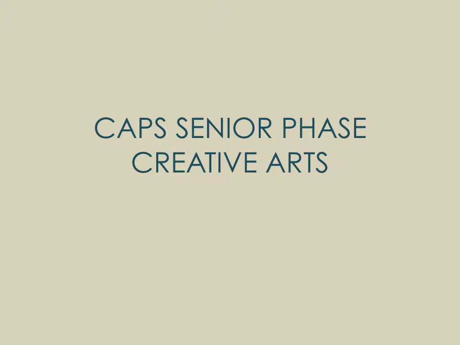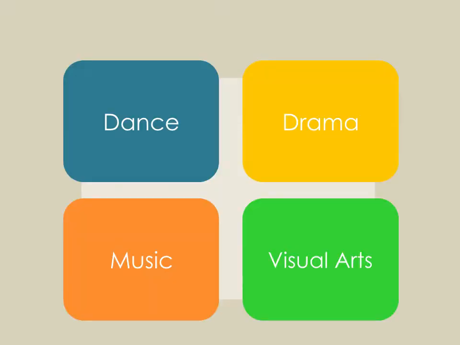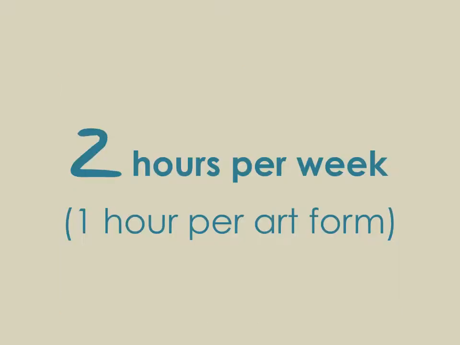Now this short video clip just gives teachers the basic understanding of what is required for the planning of creative arts when it comes to senior phase. Now creative arts consists of 4 different disciplines. You've got dance, drama, music and visual arts. And the time allocated to creative arts is 2 hours per week.